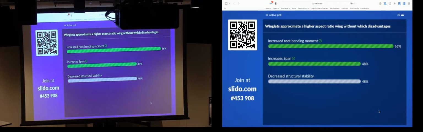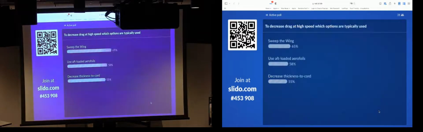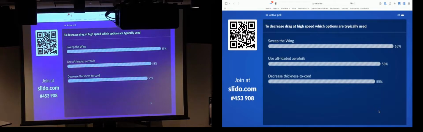Now, the next question. If we want to decrease drag at high speeds, as we're getting closer and closer to the speed of sound, what do we typically do? Do we sweep the wing? Do we use aft-loaded or supercritical airfoils, or do we decrease the thickness to chord? And in actuality, the answer is we can do all three.